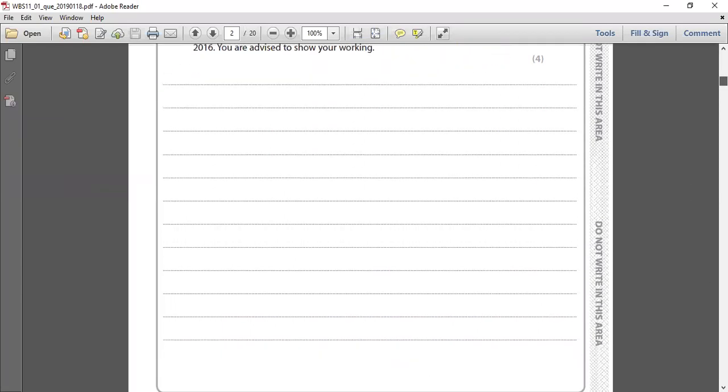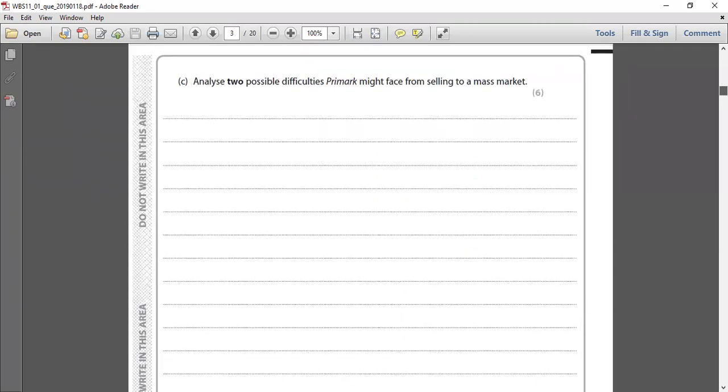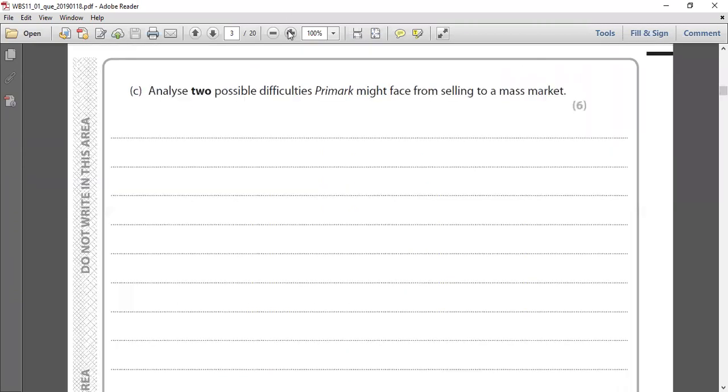So 2 marker, 4 marker, now 6 marker question, analyze question. It goes like that: 2, 4, 6, 8, and 10, right? So analyze two possible difficulties Primark face selling to a mass market. From the beginning onwards, I told you Primark's main sales strategy is a cost leadership strategy. They're targeting the mass market, and we are analyzing two possible difficulties Primark face from selling to the mass market.